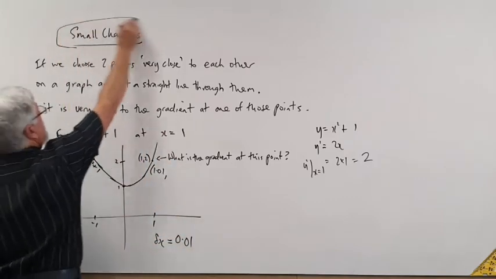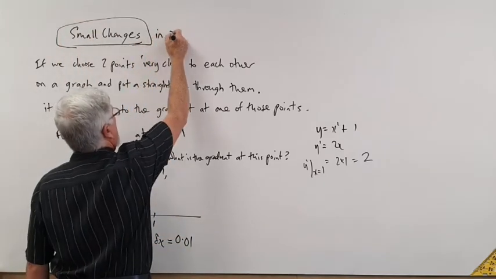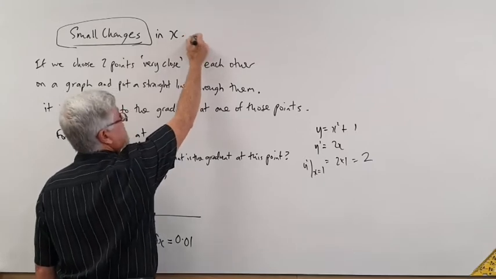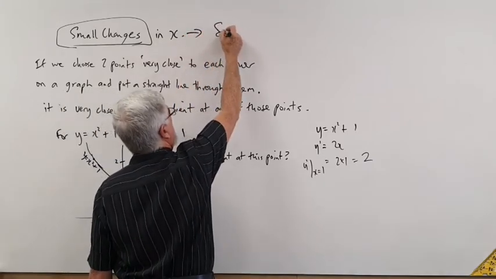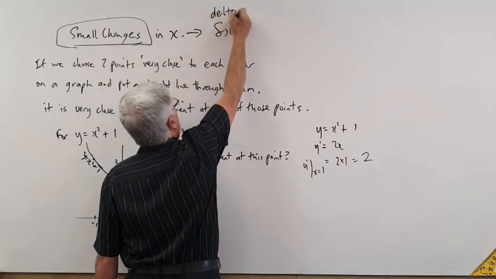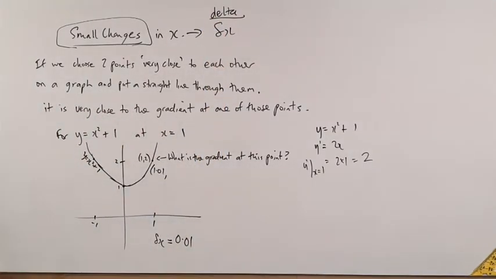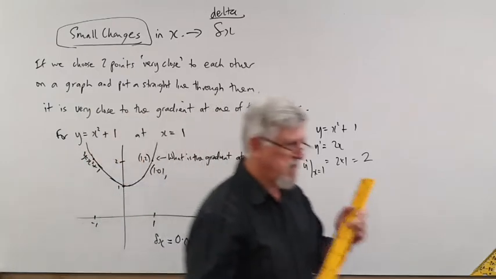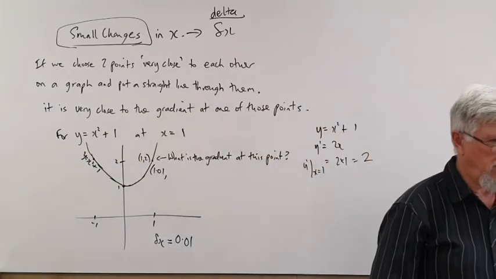So we're talking about small changes, small changes in x. And how do you say small changes in x? You put this little delta sign, delta. So we're doing small changes in x. So if I did a small change in x, what do I get for y? A small change in y.